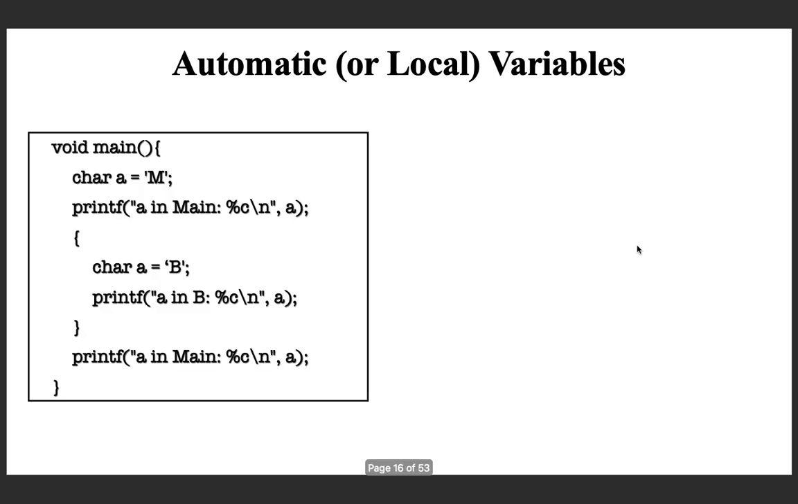So what are automatic or local variables? Let us try to understand what they are using an illustrative example. Here is a program with a single function main. Let us not worry about what this program is doing. Here just note that within the same function main, the variable a is declared twice, here and there.